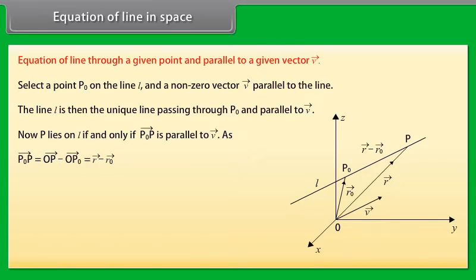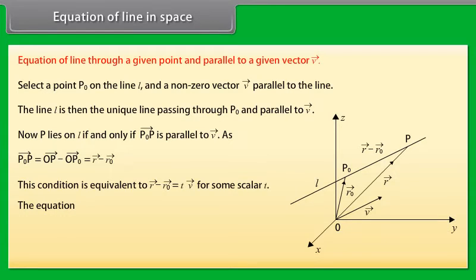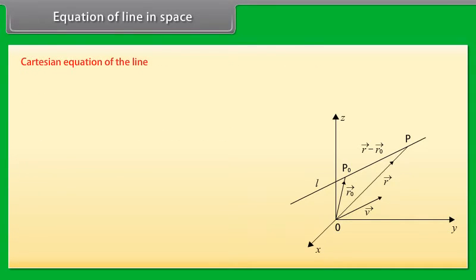As vector P0P is equal to vector OP minus vector OP0, which equals vector r minus vector r0, this condition is equivalent to vector r minus vector r0 equals t vector v for some scalar t. The equation vector r minus vector r0 equals t vector v is called a vector equation of the line L. Cartesian equation of the line.